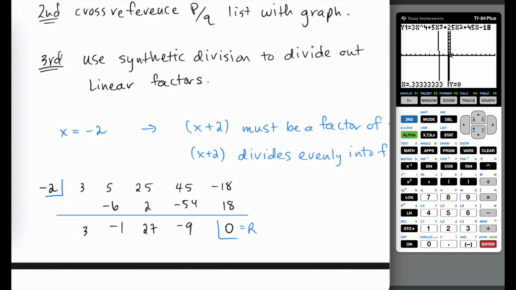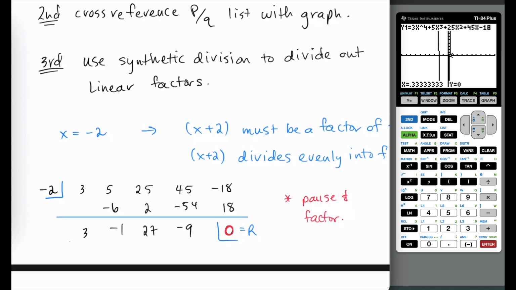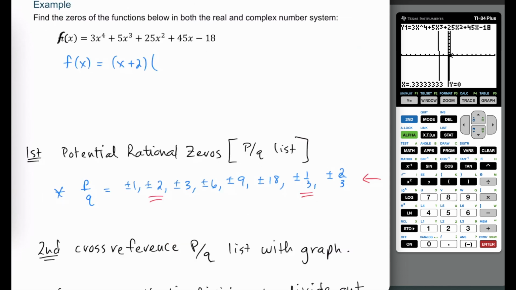Since our goal is to get the polynomial factored, every time we get a 0 remainder, this is where we want to pause with the synthetic division and start factoring the polynomial. These coefficients down here are going to be the coefficients of the quotient. And this quotient is going to be the factor that remains when we divide x plus 2 out of the polynomial. Remember, the goal is to completely factor this polynomial so that we can find the zeros.